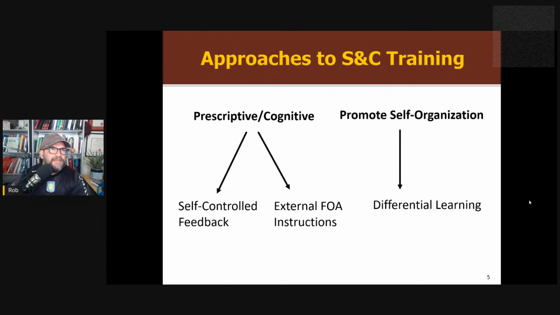Well, in their introduction, they make the classical skill acquisition theory distinction that I've made, the two theories. They talk about cognitive approaches, where we're prescribing some ideal solution, versus self-organization approaches. And of course, they're focusing on differential learning. So the two prescriptive cognitive approaches they're going to focus on in the study, the first is self-controlled feedback.